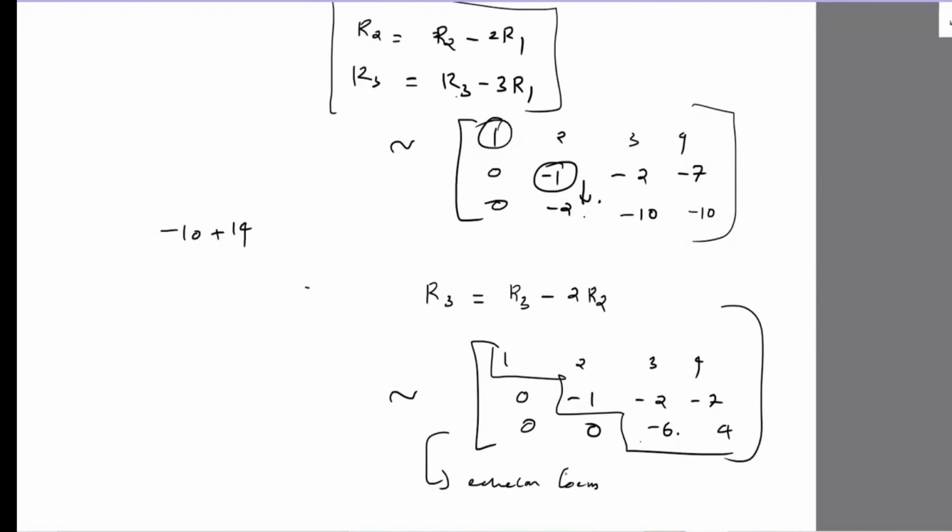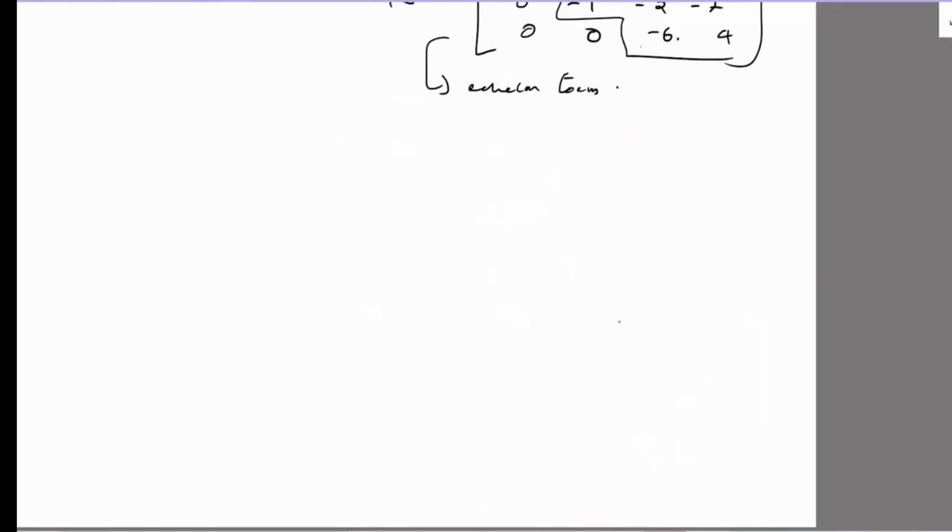One thing you have to note down is that the echelon form is not unique. We can do it in different ways, and we may get different answers. So the echelon form is not unique.